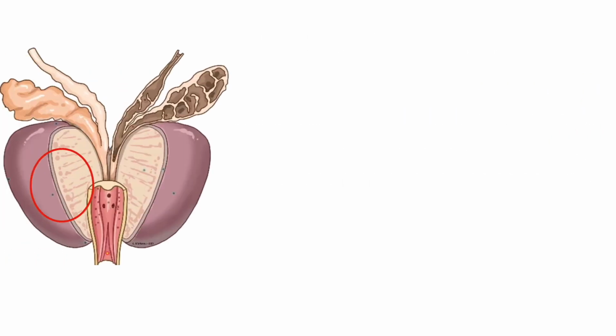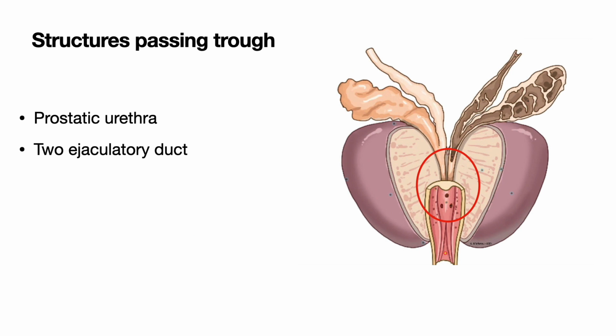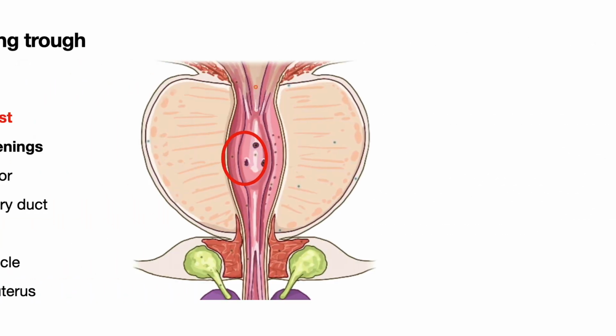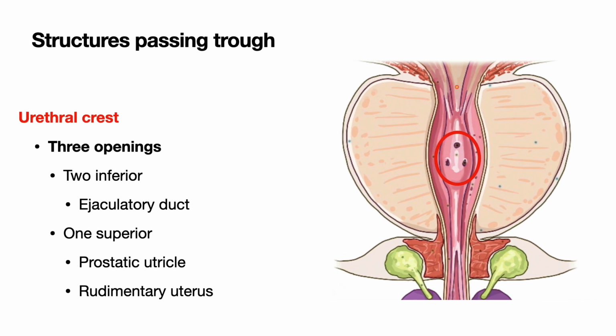If you take a cross section of the prostate, you can see certain structures passing through it. These are a pair of ejaculatory ducts and the prostatic urethra. If you closely observe the posterior part, you can see an elevation, which is called the urethral crest or seminal colliculus or verumontanum. Within this urethral crest, you can see three openings, two inferior and one superior. The superior opening is called the prostatic utricle, which is a rudimentary uterus part in the male, and the two inferior openings are the openings of the ejaculatory ducts.